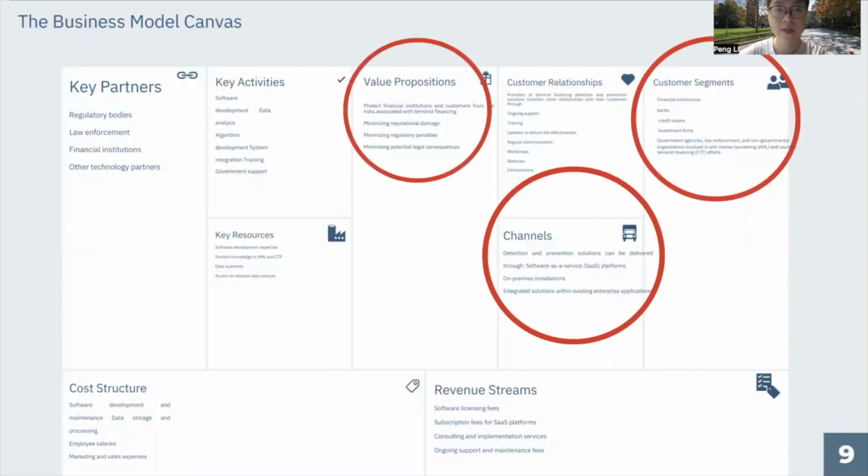The primary customers in this context are financial institutions such as banks, credit unions, and investment firms, alongside governments and non-governmental agencies involved in AML and CTF efforts. The value proposition for these customers is the mitigation of risks, including reputational damage, regulatory penalties, and potential legal repercussions associated with terrorist financing.